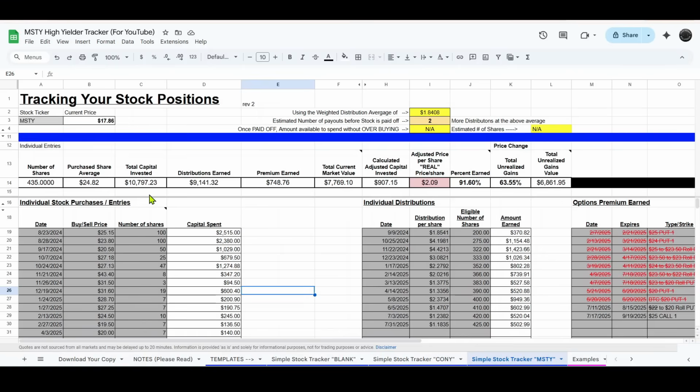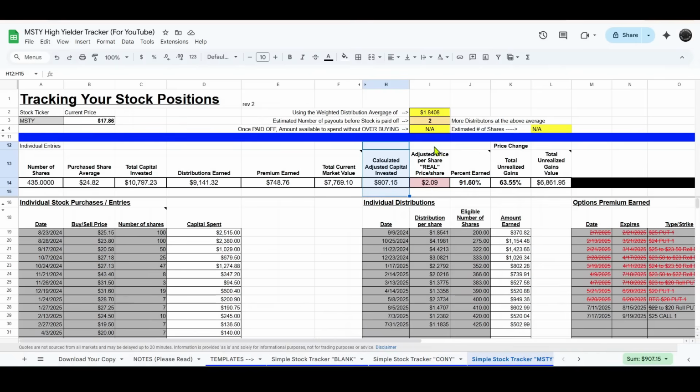I had $10,797.23 invested, but I have earned a total here of about $9,800. Right? So my capital that's left at risk is only $907.15. Now, of course, that's getting ready to change because I did make some purchases. So this is getting ready to increase slightly.